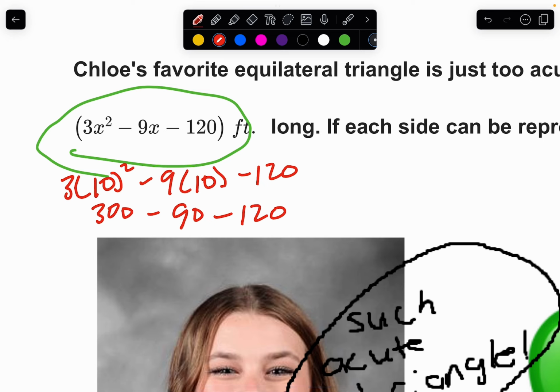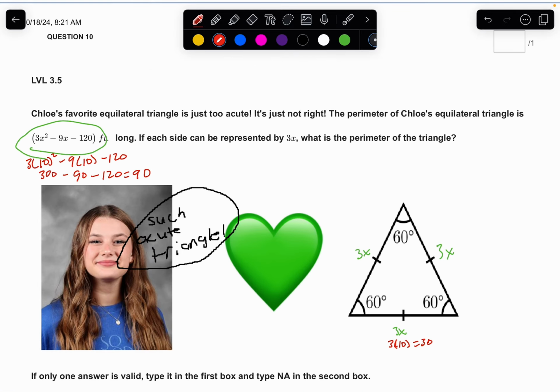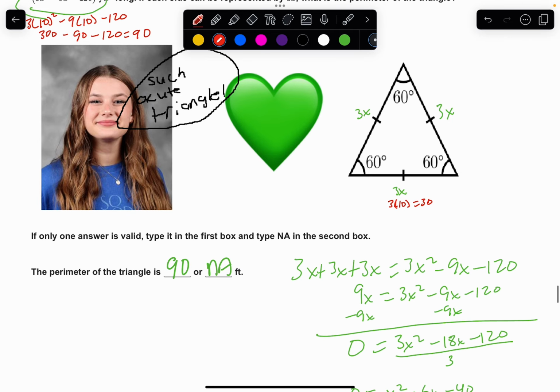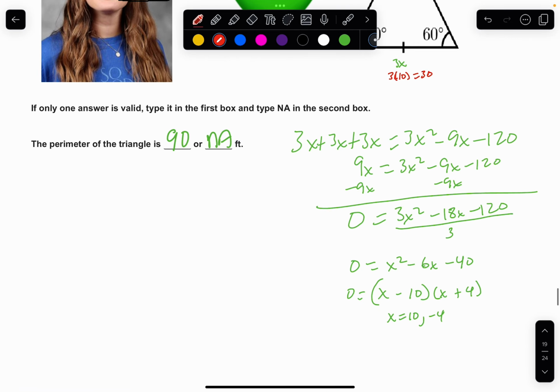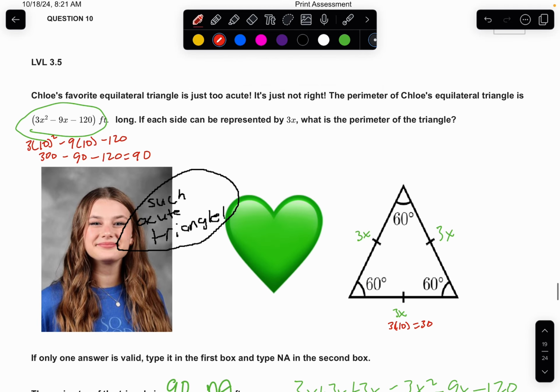300 minus 120 would be 180. 180 minus 90 is 90. Well, what is 30 plus 30 plus 30? That's 90. So we know we got the right number. That could be it. The perimeter of the triangle could be 90.